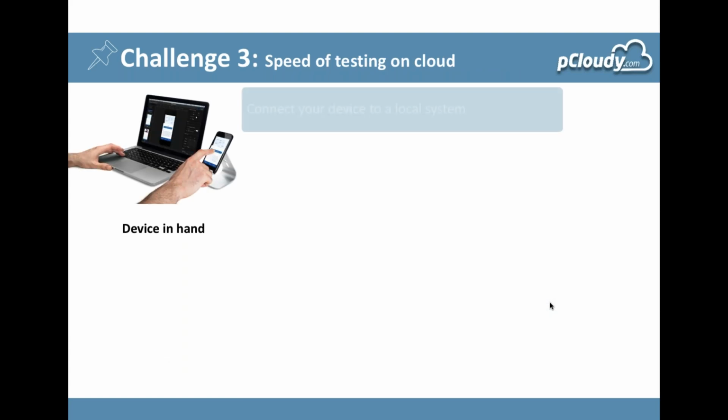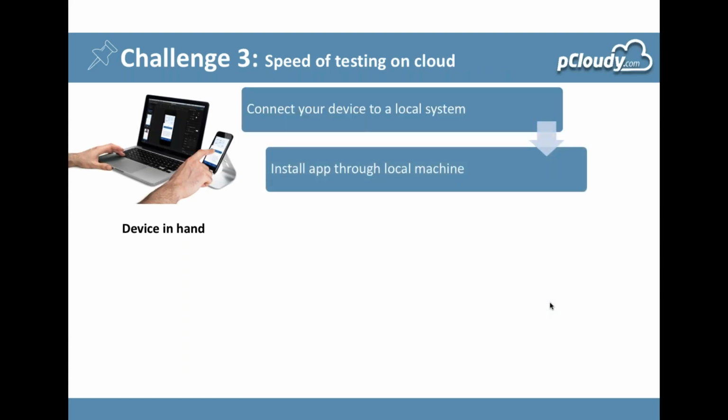So let's take a typical scenario that is used in a manual testing case. How do you test it on a device in hand? You connect your device to a local system through USB cables. You install your app using the local machine. You download the app from some link that you would be getting from your dev team or your GitHub repository on your local machine. And from there, you generally push it to the device, or you open the URL on the device and download it directly on the device in hand.